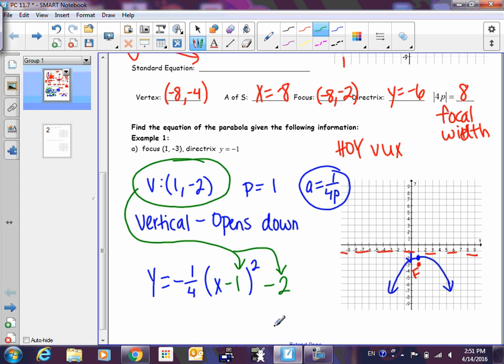How could you check this in your calculator? Graph it and just make sure all the information matches. It's not going to graph the directrix for you or focus, but it'll look like your picture.